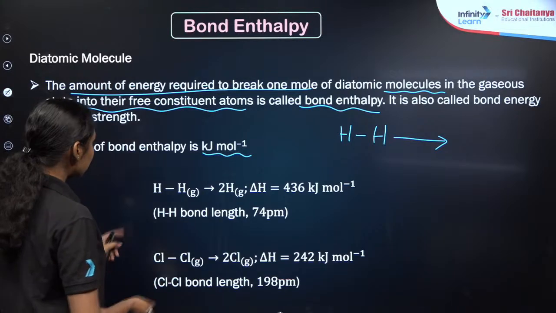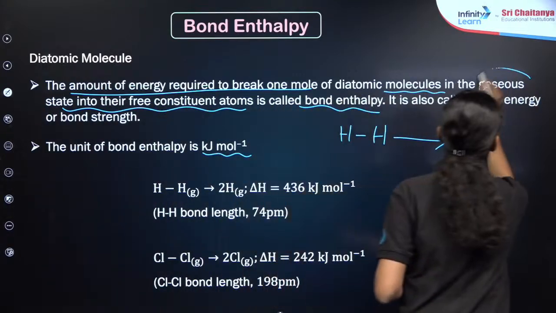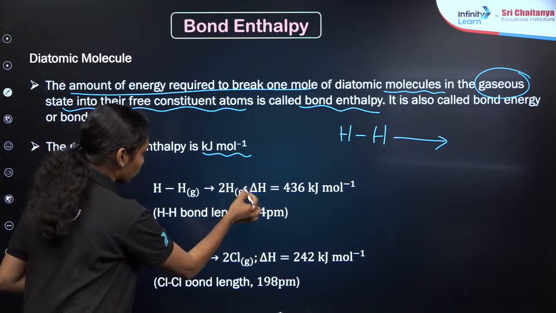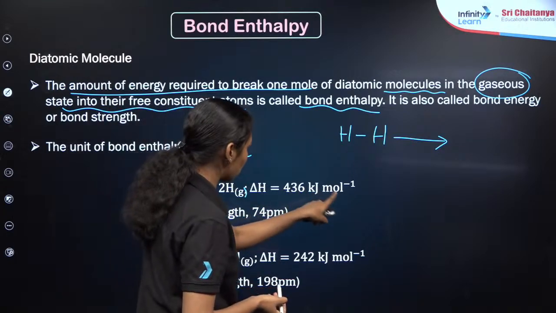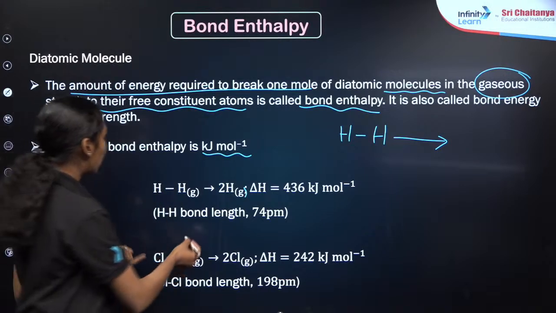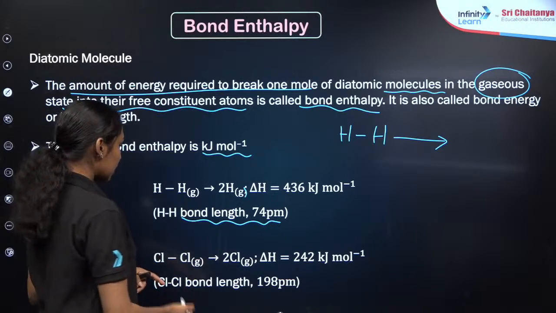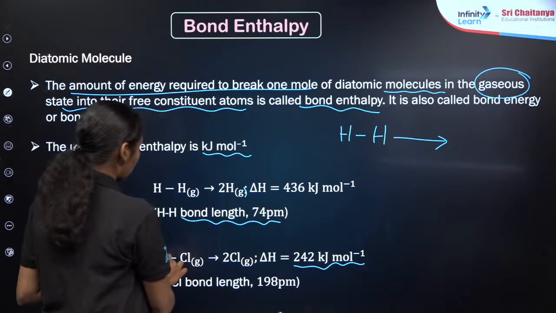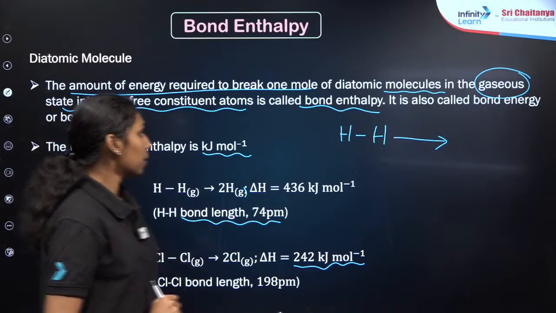Here you can see these are the examples. If I am breaking the HH bond here, it is mentioned that the molecule should be in the gaseous state. Two hydrogen atoms will form by giving the energy of 436 kilojoule per mole. This energy will be the bond energy of this particular molecule. Bond length is also mentioned here: it is 74 picometer. Then what about the chlorine molecule? If I give an amount of 242 kilojoule per mole of energy to this bond, it will break. This will be the specific bond enthalpy or bond energy of the chlorine molecule. Clear?